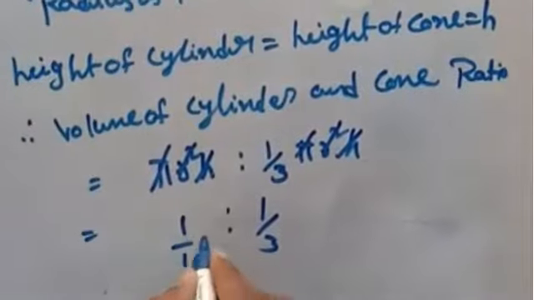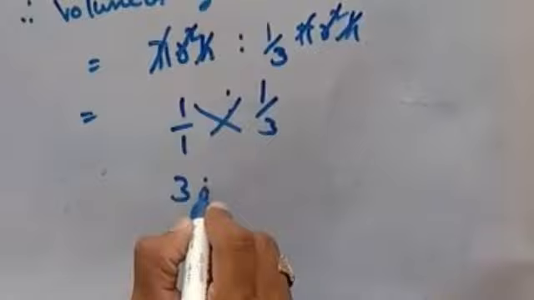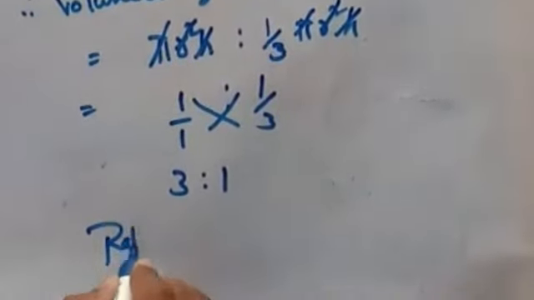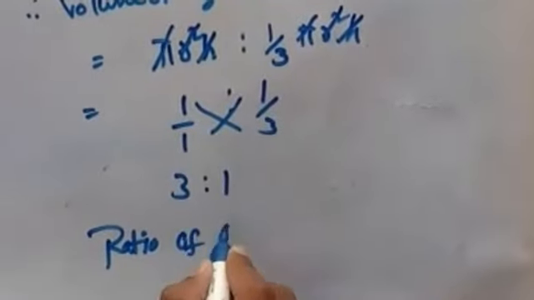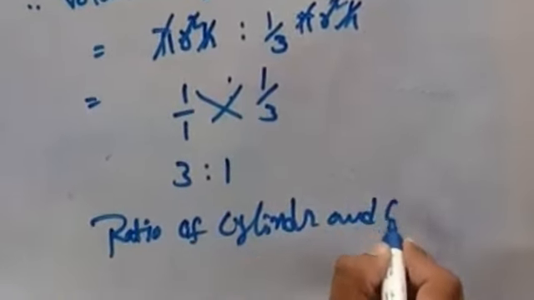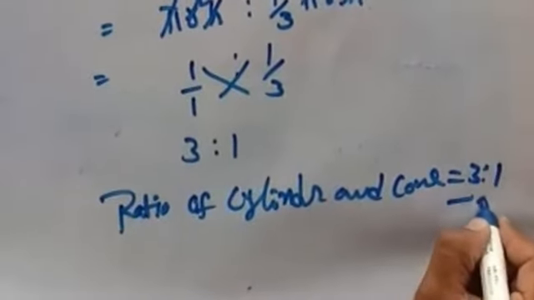We can write the cross multiplication. 3 ones are 3 is to 1. That means ratio of cylinder and cone is equal to 3 is to 1.